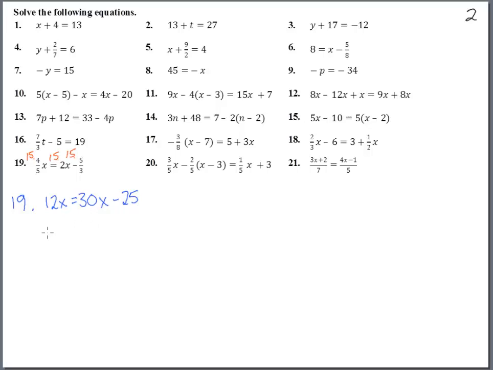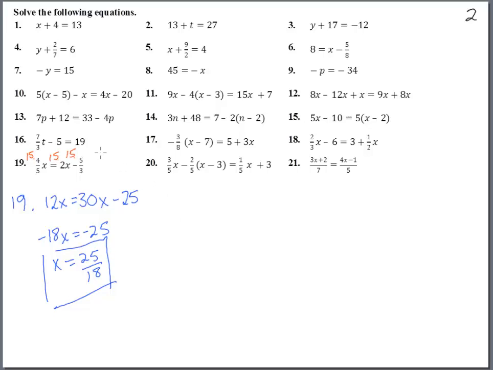So subtract 30x from both sides, we get negative 18x equals a negative 25. And divide both sides by a negative 18, we get x equals 25 over 18. Positive, negative divided by negative.